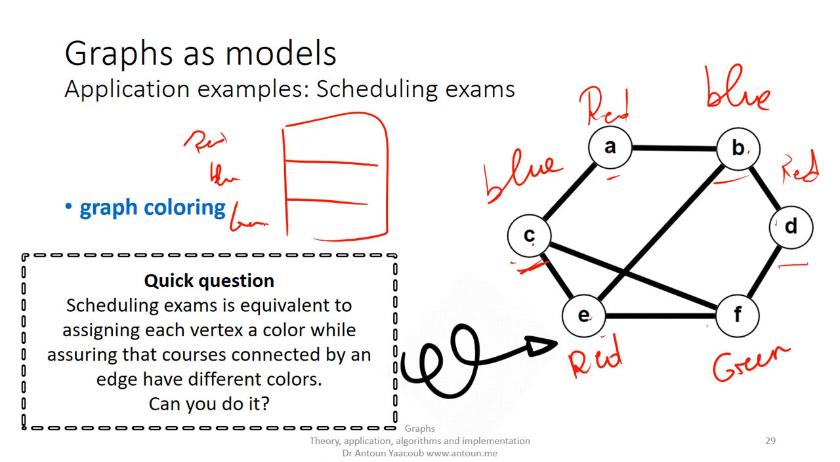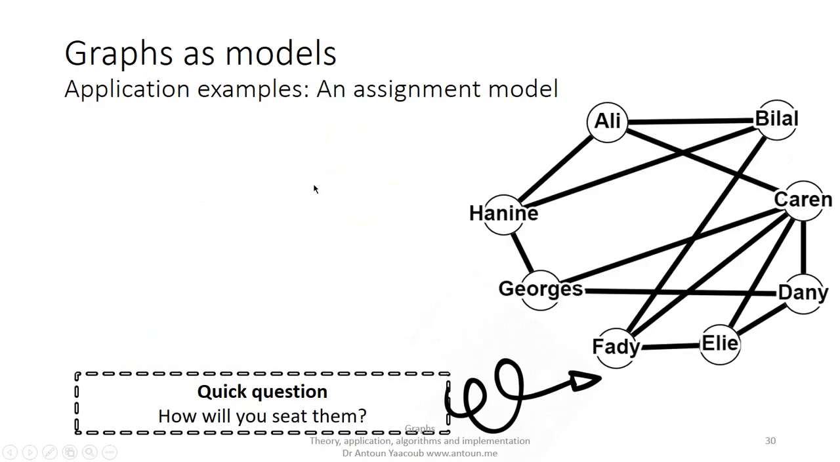So the exams for the first session are A, E, D. Those who have the exams A, E, D will take them first. Then we have the blue ones, B and C, and then F at the end. This is how we do scheduling, or any type of scheduling, using graph coloring. We'll have a chapter dedicated to graph coloring where we color vertices and also edges, and we'll see the applications there.